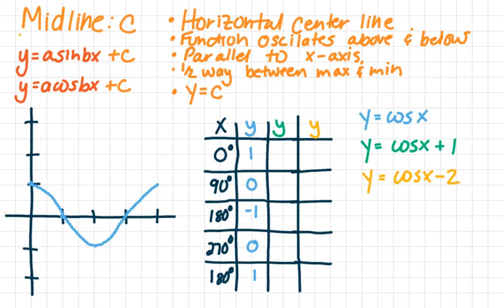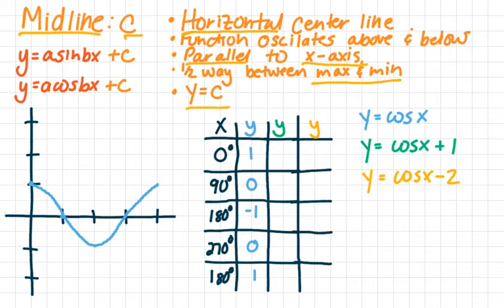The last term to discuss is midline. This is the c value when given our standard function y is equal to a sine or cosine b of x plus c. The midline is going to be a horizontal center line that is parallel to our x-axis. The function will oscillate above and below the midline, making it the halfway point between our max and min values of our graph. The equation of the midline is going to be y equals c.